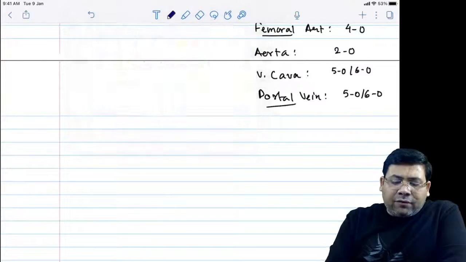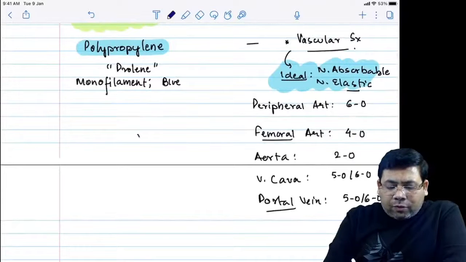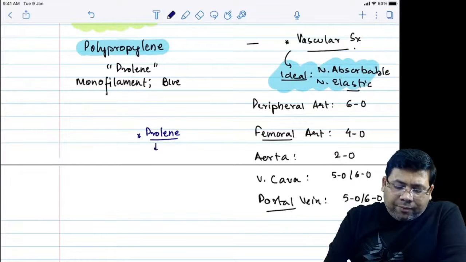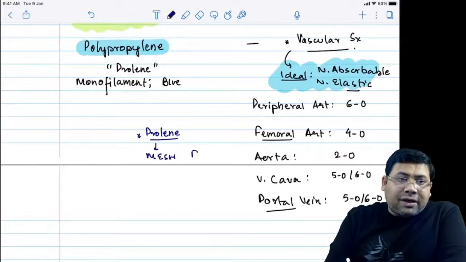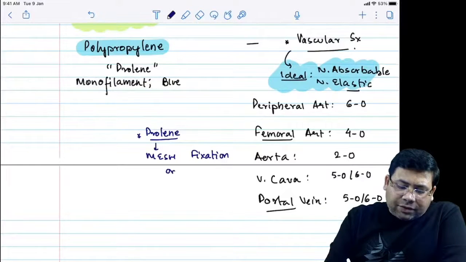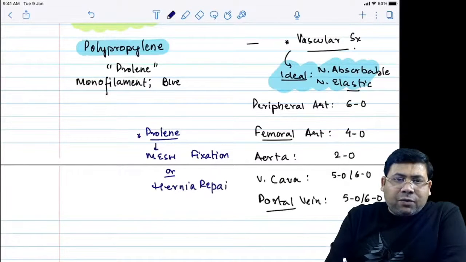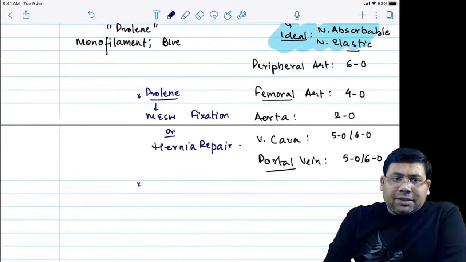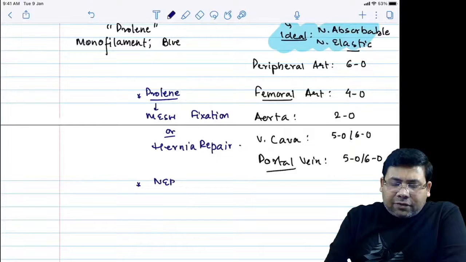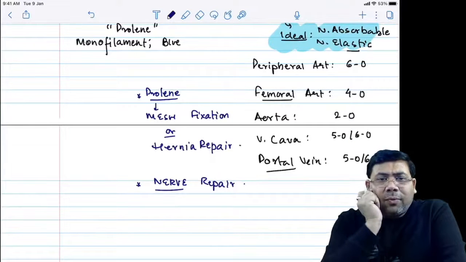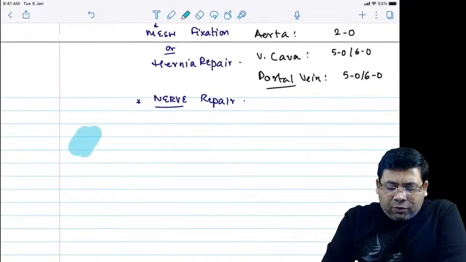Where else do you use Prolene? Prolene is also the ideal suture for mesh fixation, or you can say hernia repairs. Sometimes you might do a primary repair of the defect. Where else can you use this Prolene? It can be used even for nerve graft repair, or a nerve repair. So these are some places where you can confidently use polypropylene.